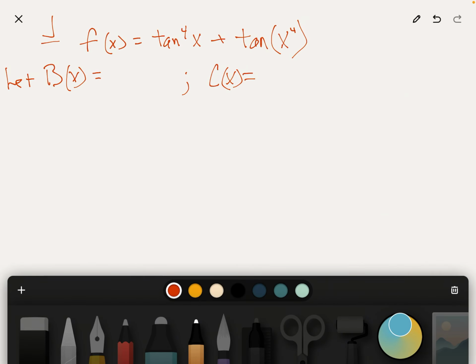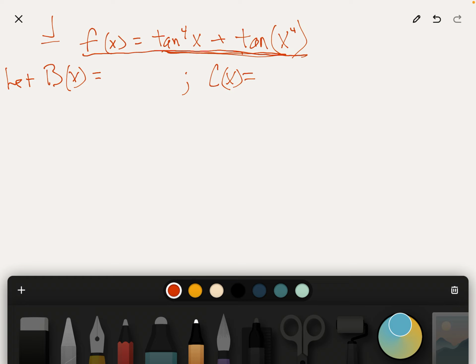Okay, so here's J. J is going to be another good one to follow up on problem I, just to reinforce some things. So here it is, f of x is equal to this expression on the right-hand side. And remember, when it says tangent to the fourth power of x, that's really the fourth power of tangent of x.